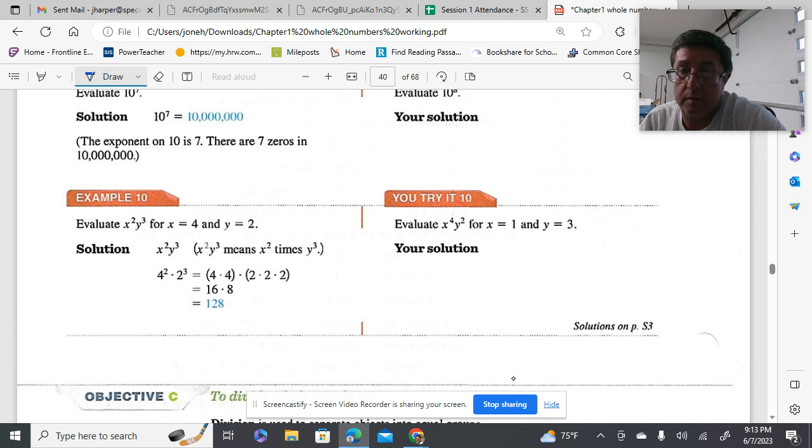So, x to the 4th would still be 1 because you can times 1 as many times as you want and you're always going to have 1. And y equals 3. So y squared, that would be y times y, which would be 9. Your solution should be 10.